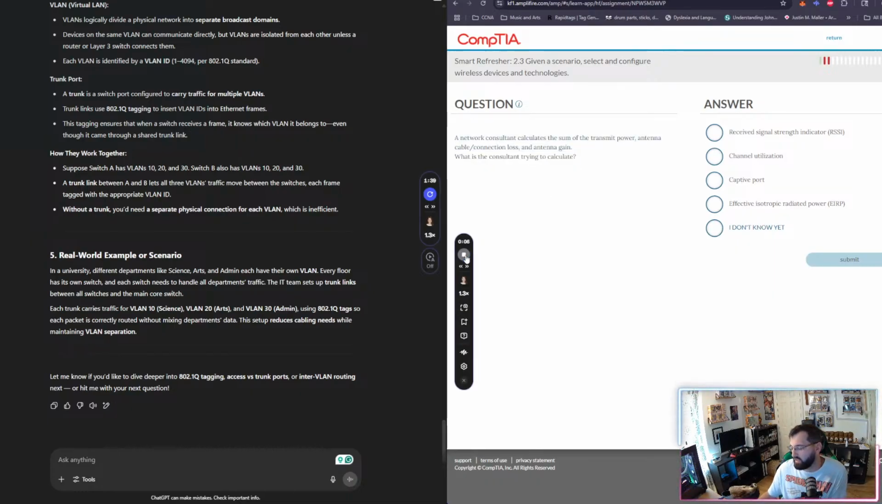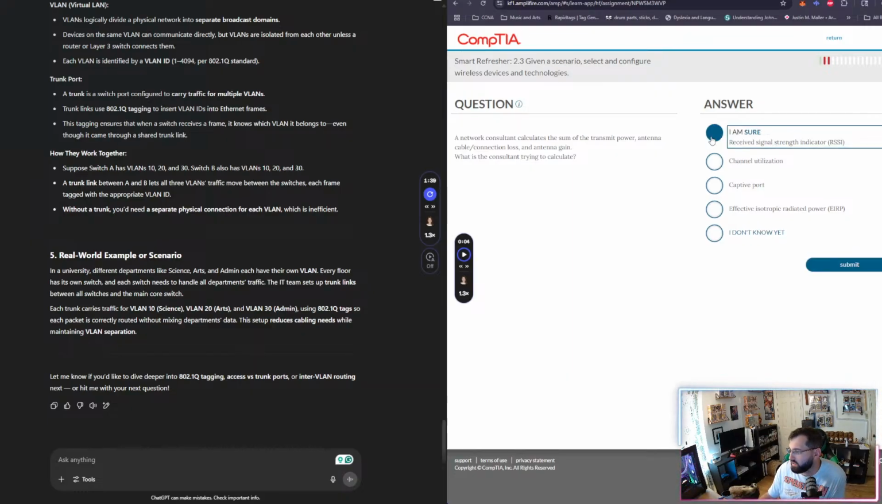I'm getting wrecked again. A network consultant calculates the sum of the transmit power, antenna cable connection loss, and antenna gain. What is the consultant trying to calculate? The received signal strength indicator. I'm getting wrecked.